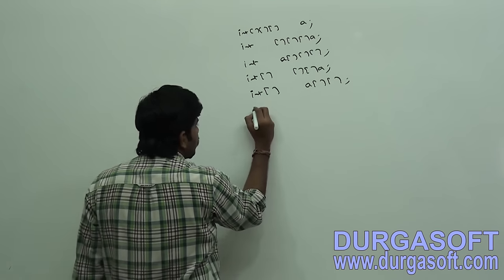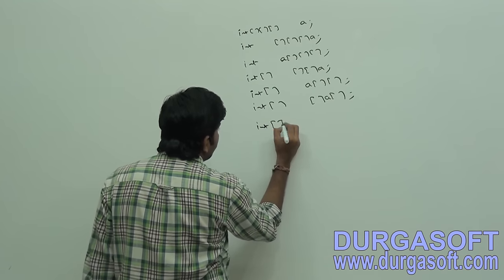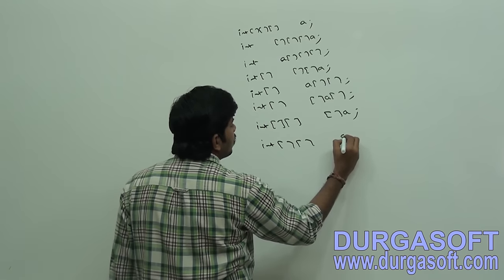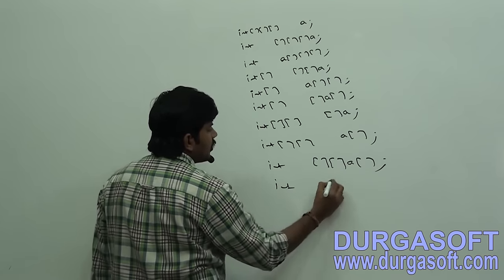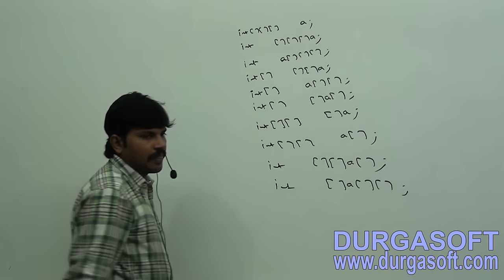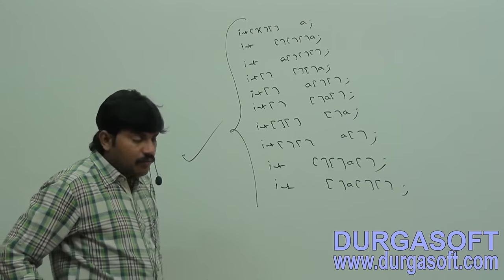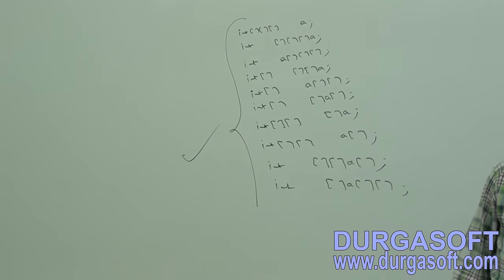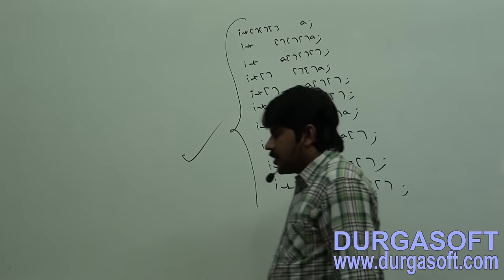Int 1 dimension here, 1 dimension here, 1 dimension here. Valid. Int 2 dimension here, 1 dimension here, valid. Int 2 dimension here, and then 1 dimension here, valid. Int 1 dimension here, 2 dimensions here, valid. Are you getting it? All these things are perfectly valid, no problem. So a three-dimensional array we can declare in these many styles. Take this one: int three-dimensional array A. Take clearly.